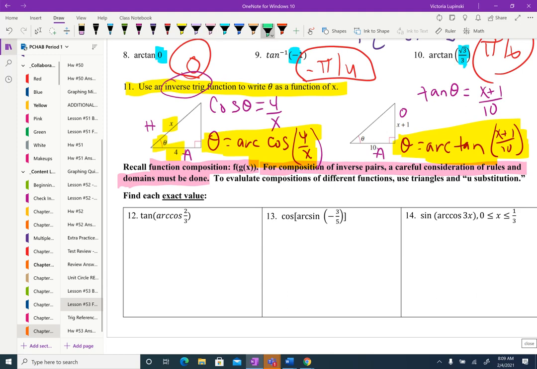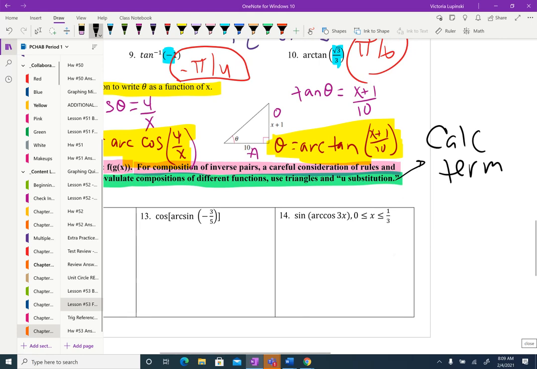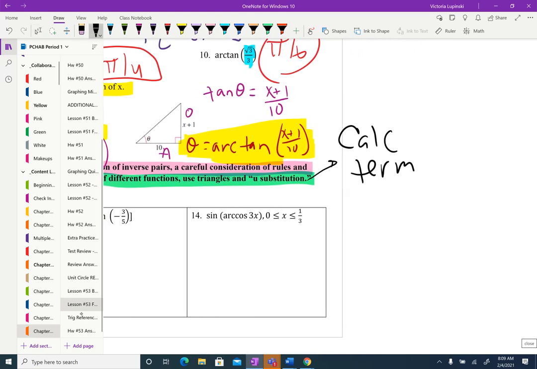To do any other type of problem, meaning that the two things are not going to match, you're going to use triangles and U substitution. Just so you're aware, this word U substitution, this is a calc term. You use something called U substitution a lot in calc. You've actually used it at some point in your mathematical career.